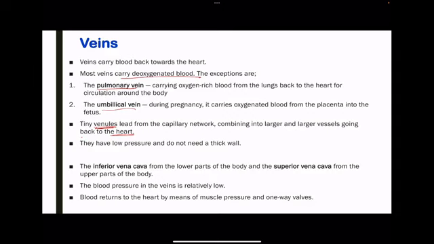We have two major veins: the inferior vena cava, which brings blood from the lower parts of the body towards the heart, and the superior vena cava, which brings blood from the upper part of the body, meaning the head as well as the arms, back to the heart. The blood pressure in the veins is relatively low, and blood returns to the heart through the veins by means of muscle pressure and one-way valves, as we're going to see a little bit later.